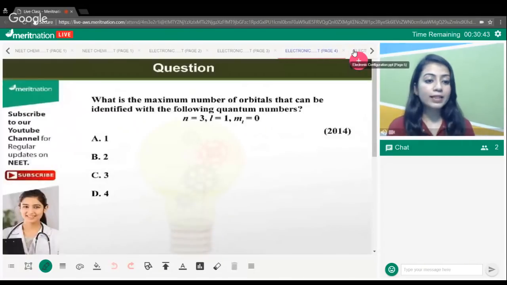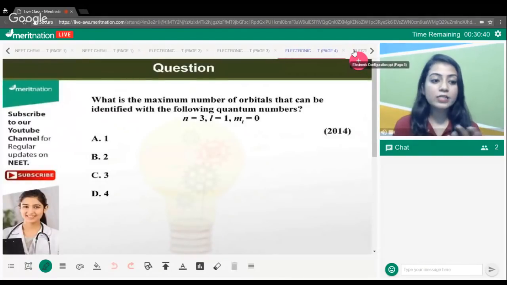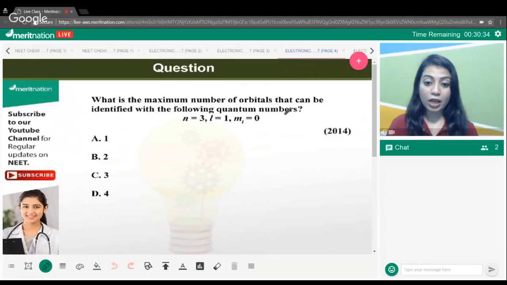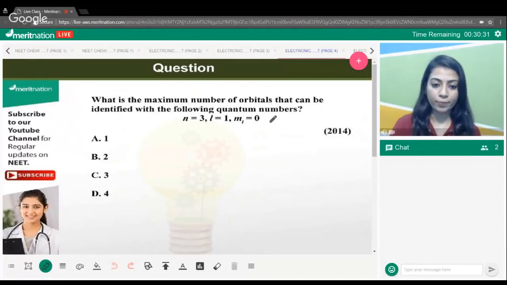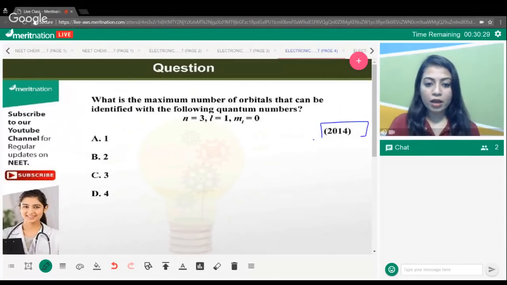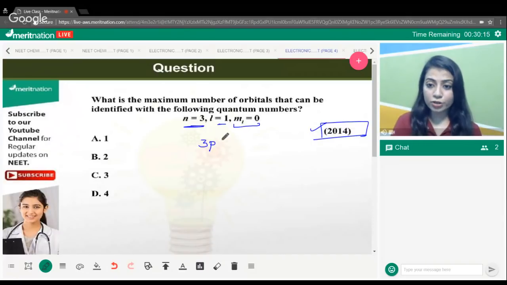Okay? Then the next question here is, what is the maximum number of orbitals that can be identified with the following quantum numbers? Now the 3 quantum numbers are mentioned over here, and this question was asked in 2014. N is equal to 3, that is the principal quantum number. L is equal to 1, that means it's P, right? And the magnetic quantum number is also given. So that means the orbital is also mentioned, right?